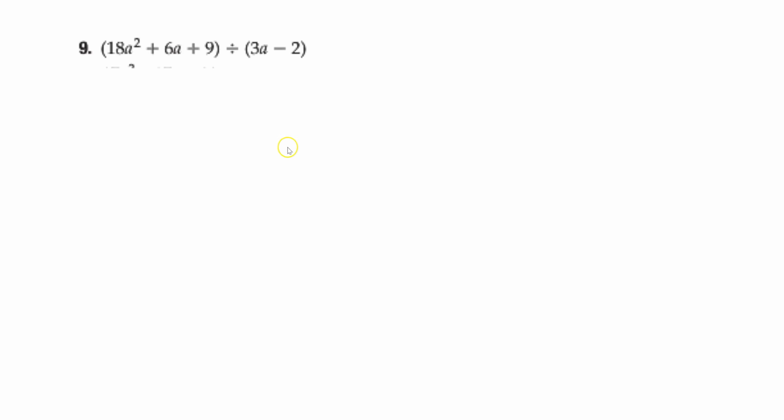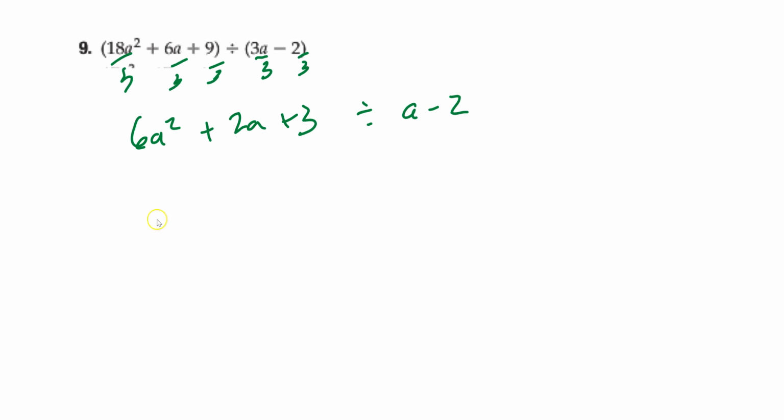So the next one is going to be a little uglier. So you see the 3 there. I'm going to divide everything by 3. I get 6a squared plus 2a plus 3 divided by a minus 2/3, sorry. I almost said a minus 2. I was like, that's too easy. So we can do some division.